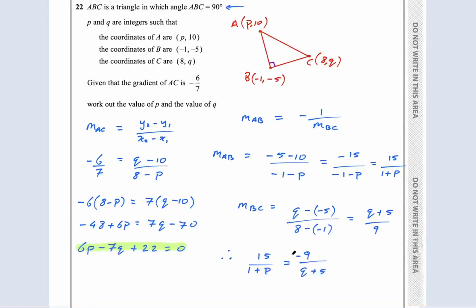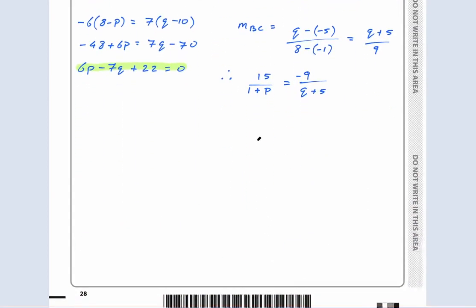And now I can multiply across and make an equation. I'll just scroll down, guys, to give me more space. So multiply across here: 15 times q plus 5 equals minus 9 times 1 plus p. Multiply it out: 15q, sorry guys, this is 5. Something is wrong with my pen. Okay, 15q plus 15 times 5 is 75 equals minus 9 minus 9p. Just be very careful, guys, with your 9s and your q's. I always put a little tail at the end of the q.